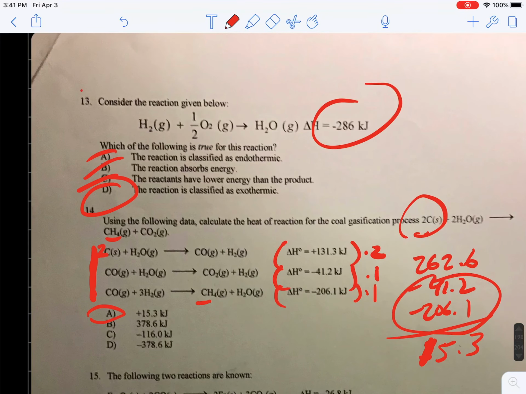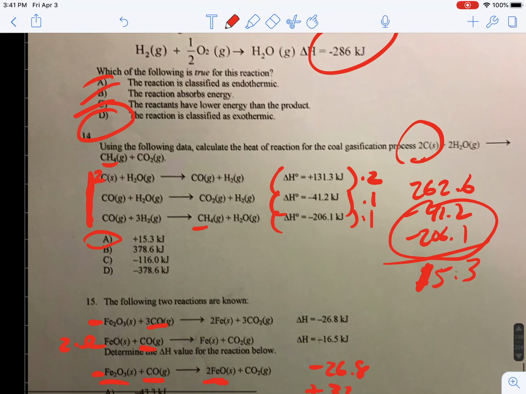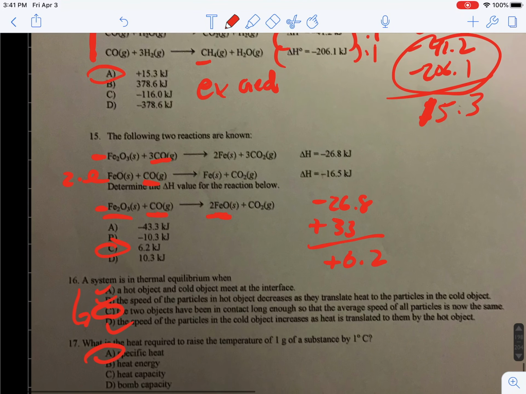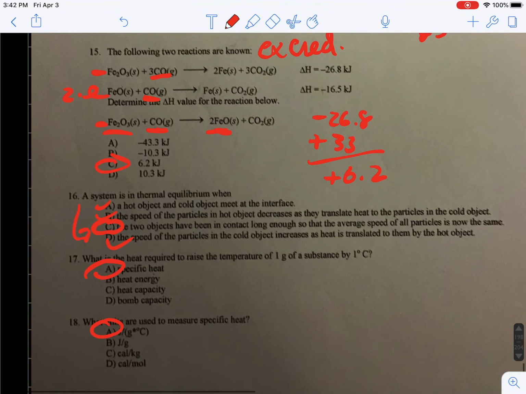Number 13 was again extra credit, Hess's law. But really, it's not Hess's law, I'm sorry. This one was not extra credit, because the delta H value was negative 286, so they just wanted to see if you knew the definition of an exothermic reaction. Number 14 was extra credit and a difficult Hess's law problem. Number 15, same thing. It was extra credit because it was a Hess's law problem.